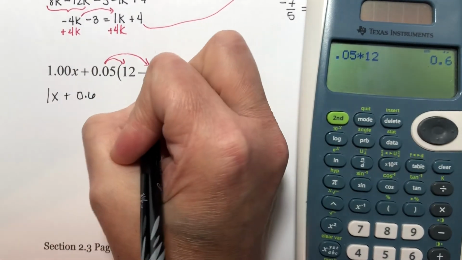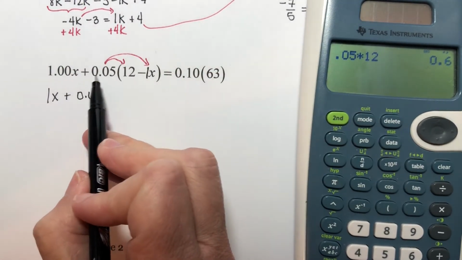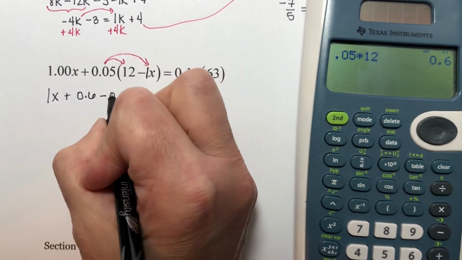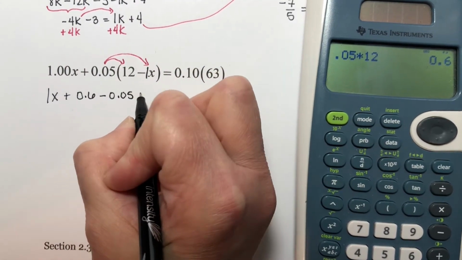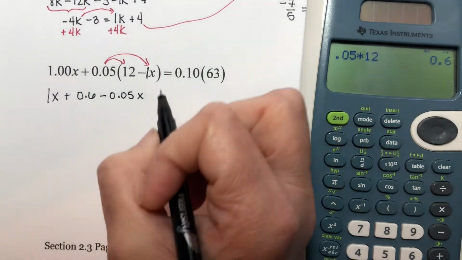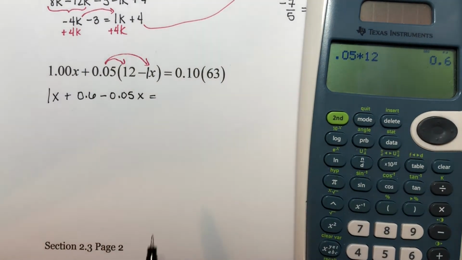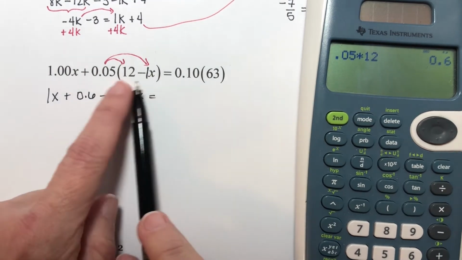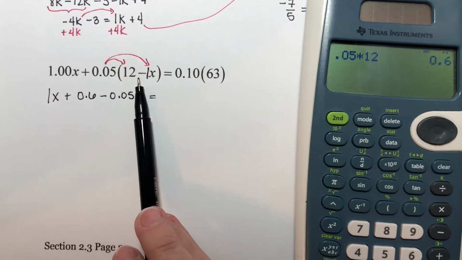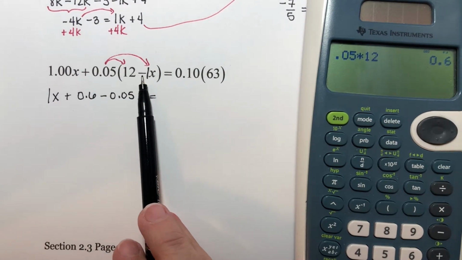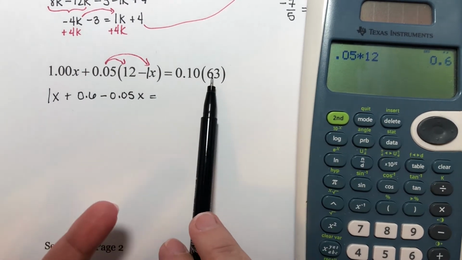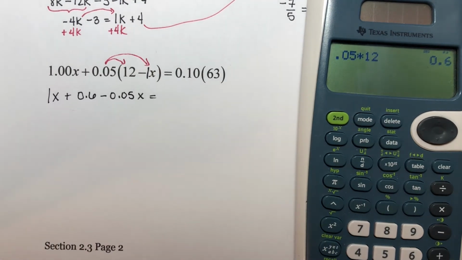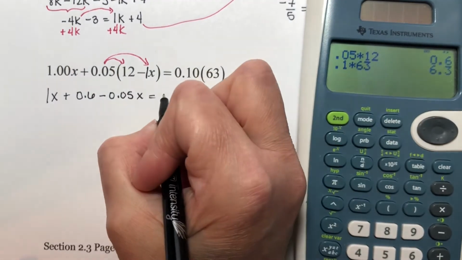And then that's a 1 right there, a negative 1. So it's going to be negative 0.05x equal to 0.1 times 63. Now this is a multiplication. It's not a distribution, because the other one is a distribution because it has a minus sign in the middle. If it has a minus or a plus, it's a distribution. If it's just a number, it's simply a multiplication. So 0.1 times 63 is 6.3.